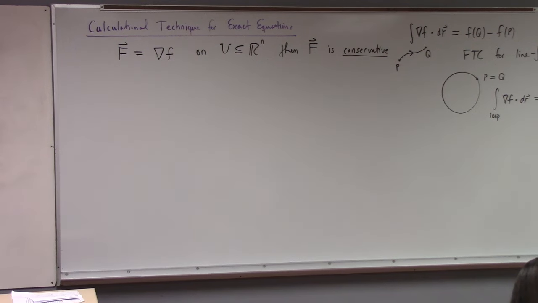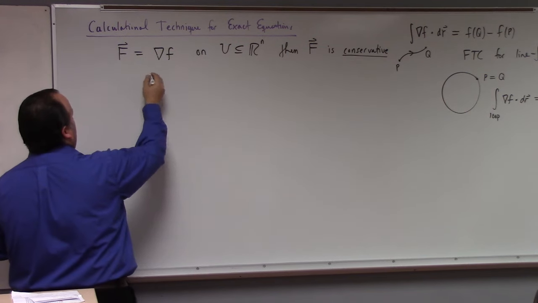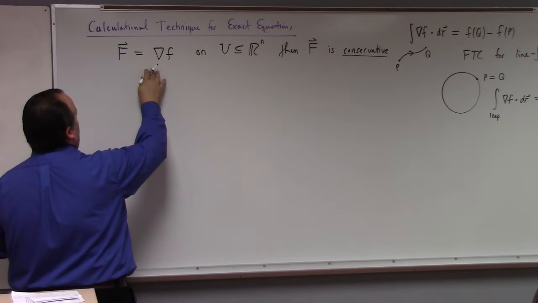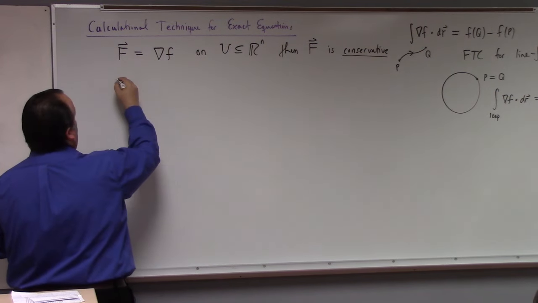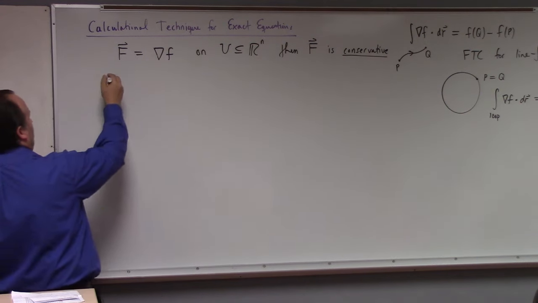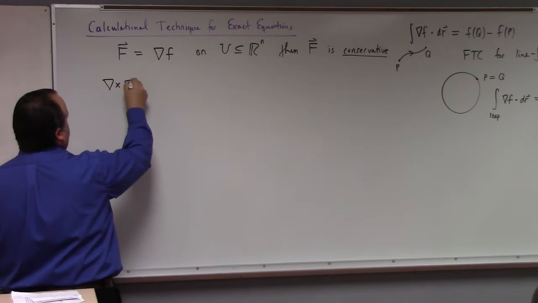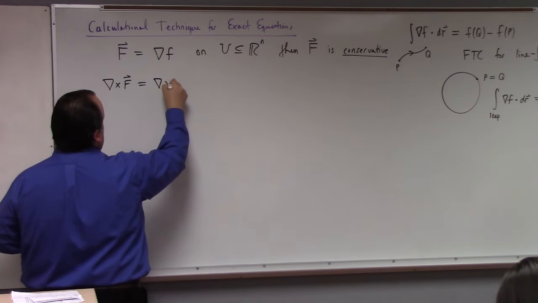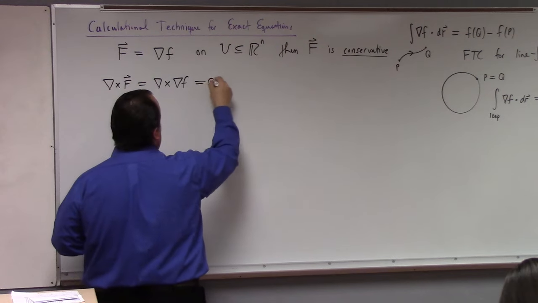Yeah? And of course, I think I've talked to you a little bit about how the curl of the gradient has to be zero, right? I don't know if I talked to you about that or not. I may not have. Well, another way to look at this, I don't want to talk about that at the moment anyway. But another idea is we can check that the curl of F, which is the curl of the gradient, is equal to zero.